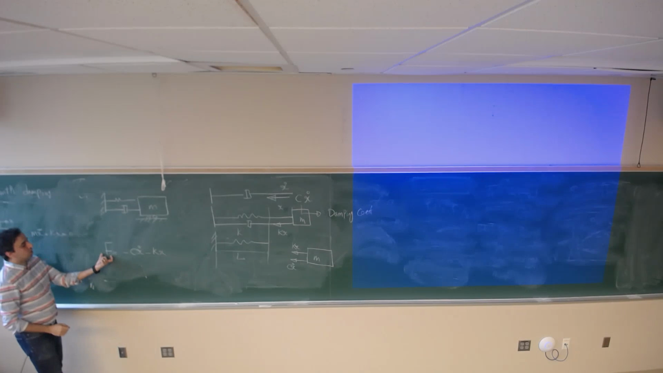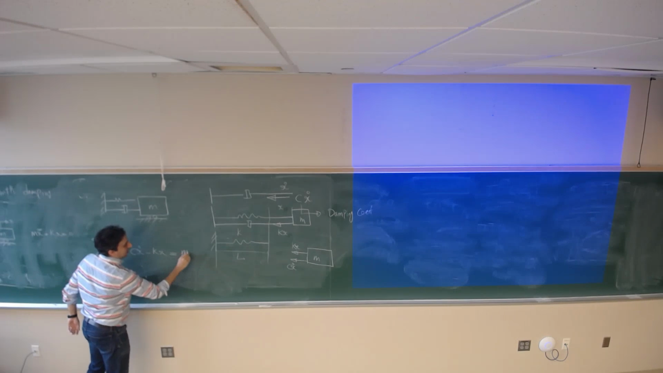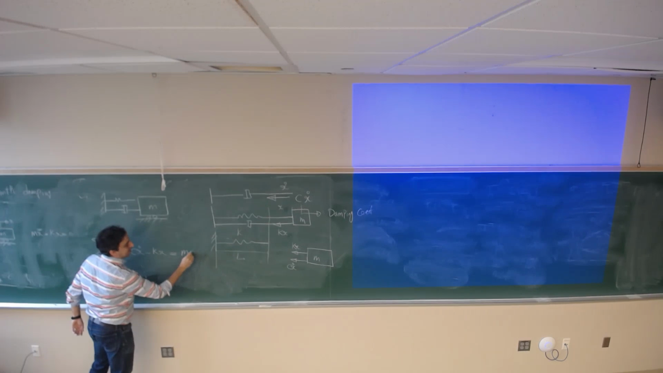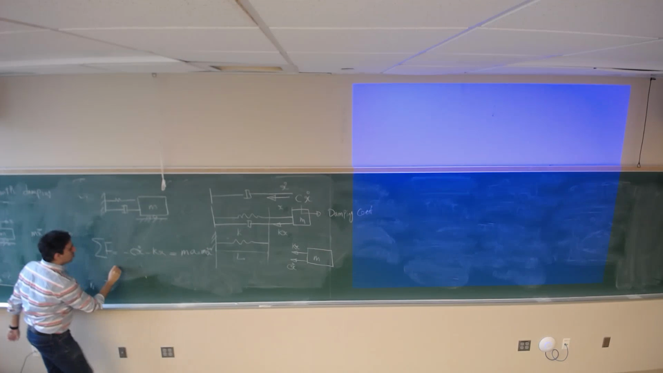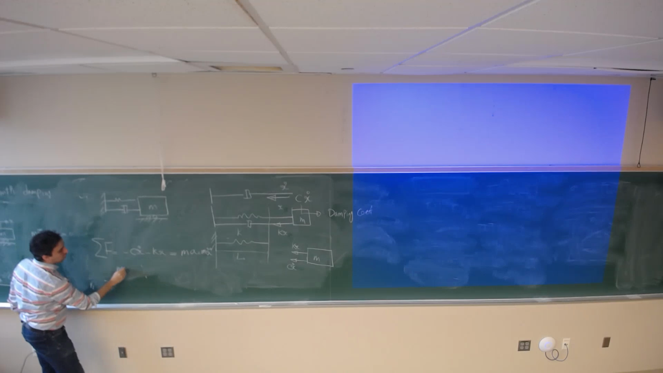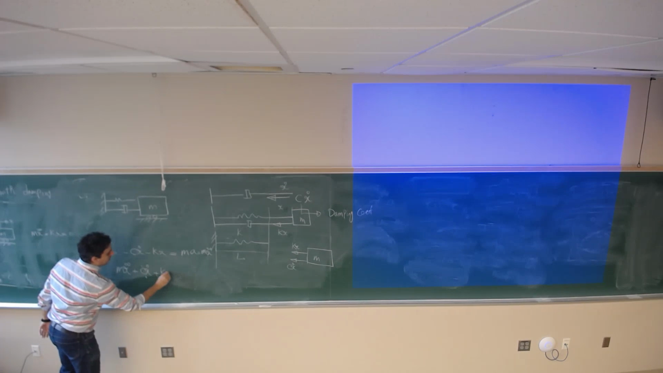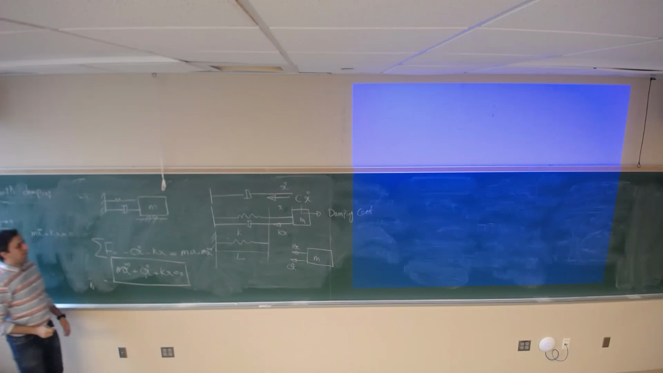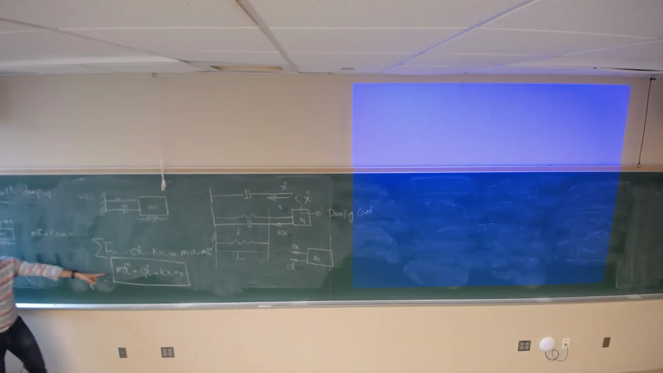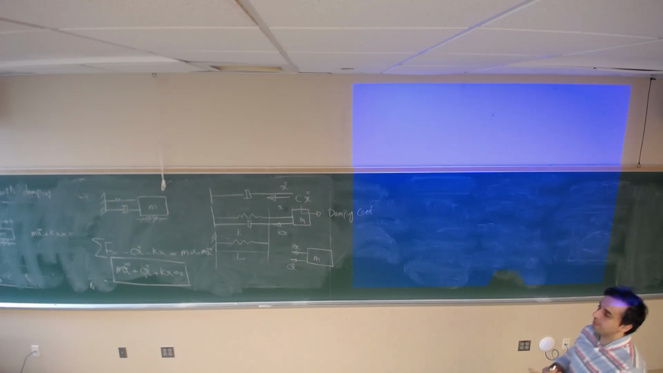And the summation of the force is equal to mass times acceleration, which is m x double dot. So the new governing equation, or equation of motion, is going to look like this: m x double dot plus c x dot plus k x equals 0. So we have one extra term which is coming from damping.